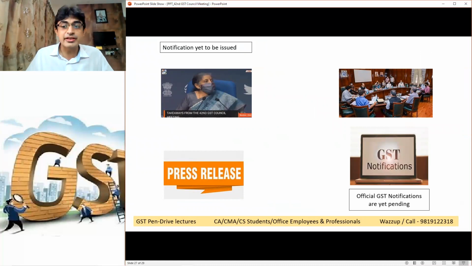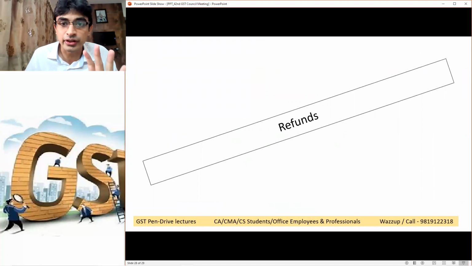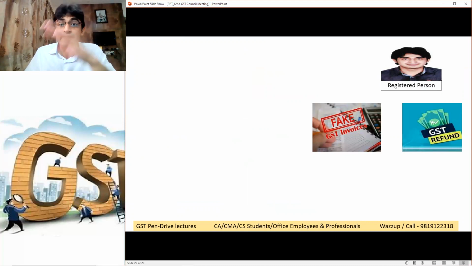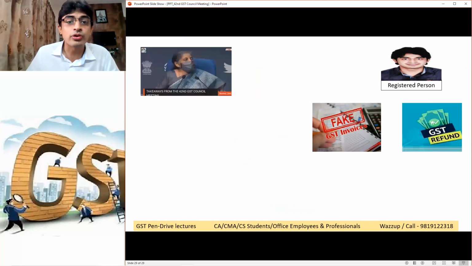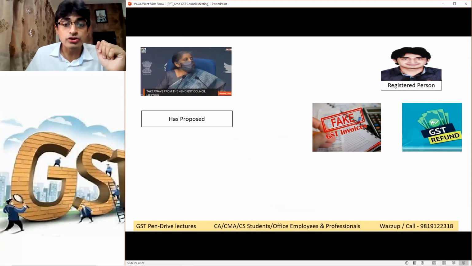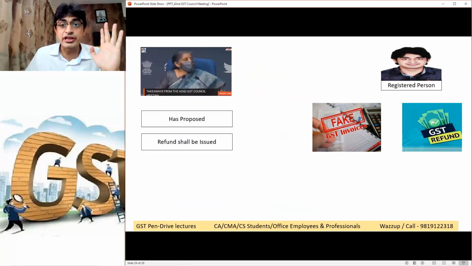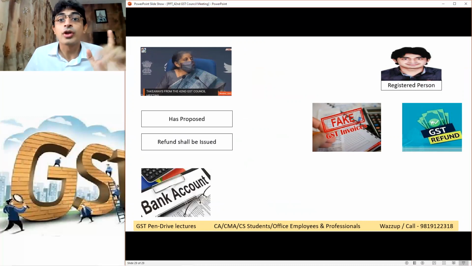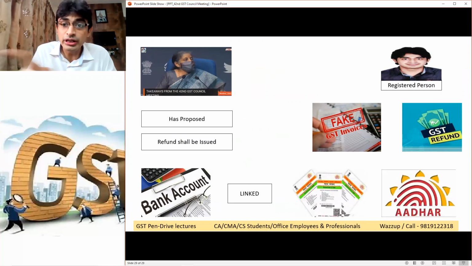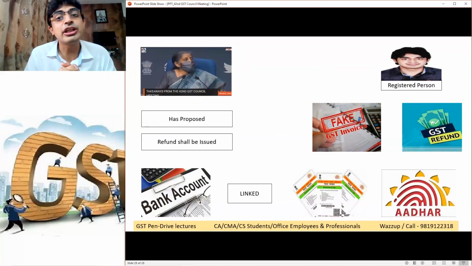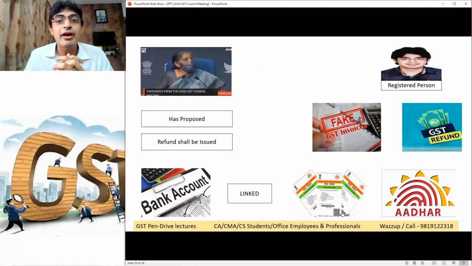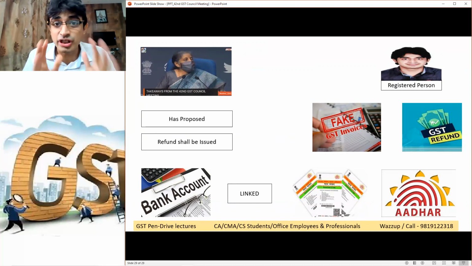Okay, now the second update which they have planned is refund. This is correct. You are all aware that taxpayers are now issuing fake invoices. They are claiming fake refunds by showing fake exports and all. In the 42nd GST Council meeting, the government has proposed that a refund shall be issued only when your bank account is linked with your Aadhaar card or PAN card. Only if your bank account is linked will you get a refund. Else you're not going to get a refund. Okay, so these were all the updates of the 42nd GST Council meeting.